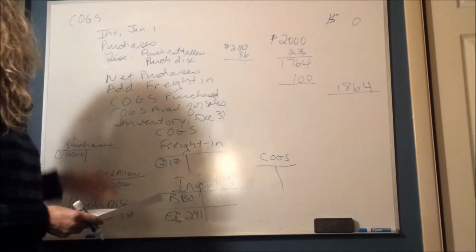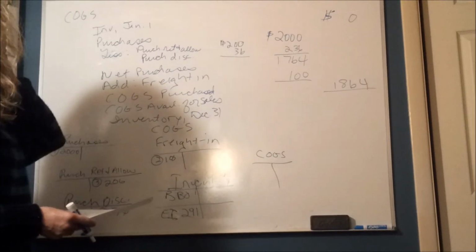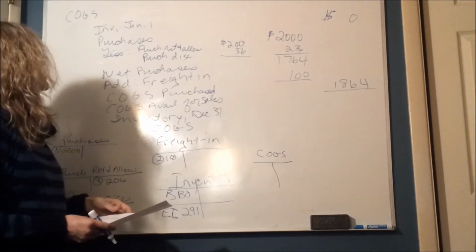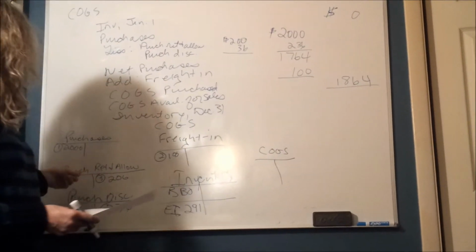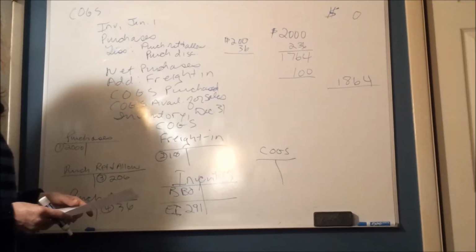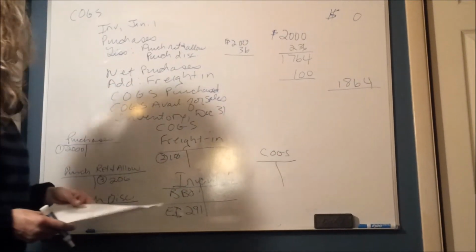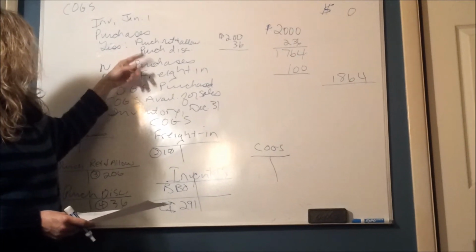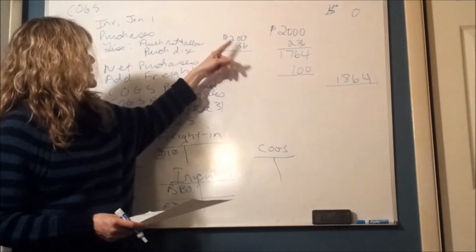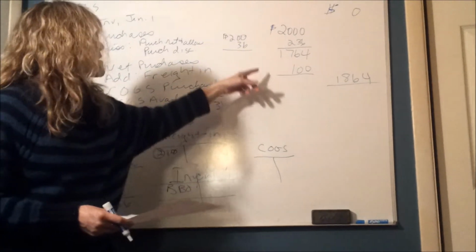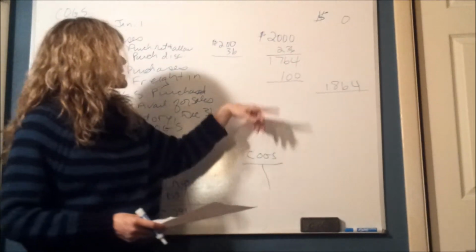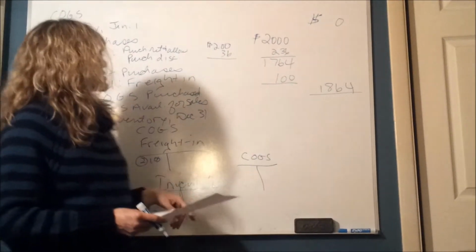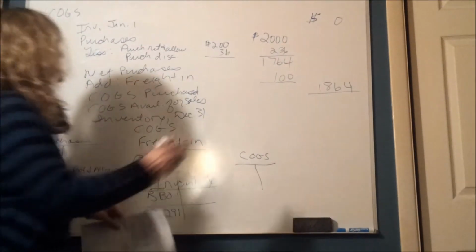Okay, so let's take this step by step. First of all, you want to know your beginning of the year inventory. Ours is zero. Then you have to look at your purchases. Ours were $2,000. Then you subtract your purchase returns and allowances and purchase discounts. They were $200 and $36, for a total of $236. If we subtract that from our $2,000, we get net purchases of $1,764.